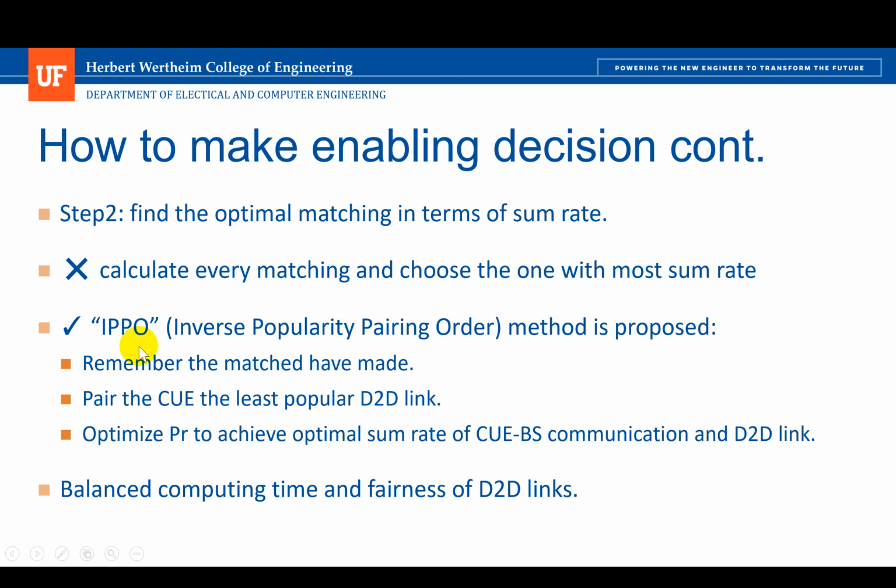So the paper proposed an algorithm called inverse popularity pairing order. In this method, they remember every match the base station has made, and they pair the cellular users to the least popular D2D link. After that, they optimize the transmission power to achieve the optimal sum rate of the cellular link to the base station and the D2D link. They think their algorithm can balance computing time and fairness of D2D links.